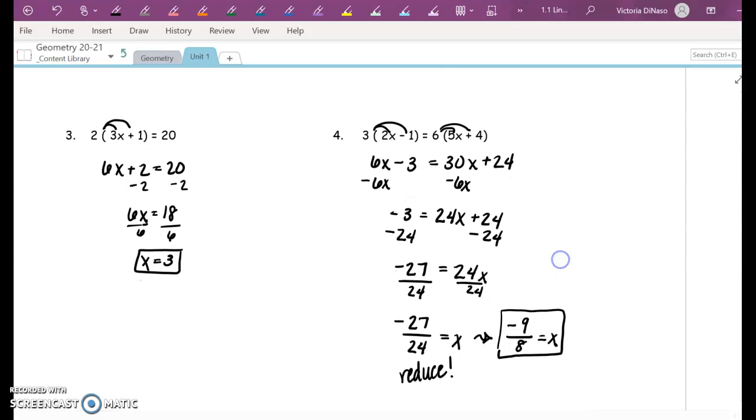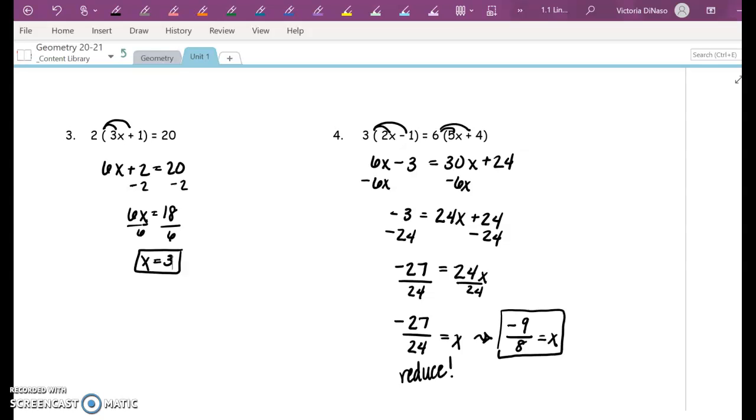For numbers 3 and 4, they both involve distribution. So for number 3, I went ahead and distributed the 2 to both terms, making sure that we distribute that 2 also to the 1. Then I subtracted the 2, divided by 6, and got x equals 3. For number 4, I went ahead and distributed the 3 to both terms. Then I distributed the 6 to both terms.